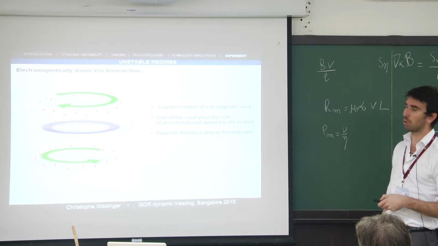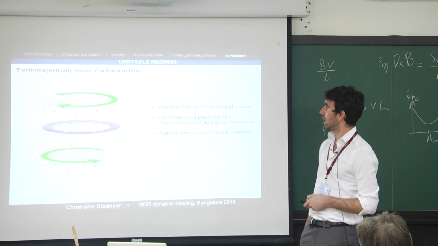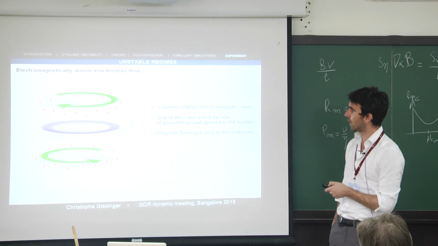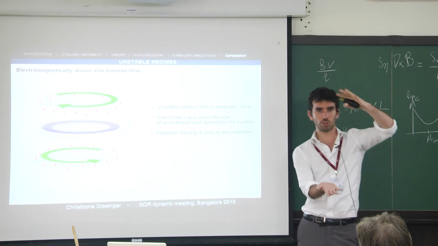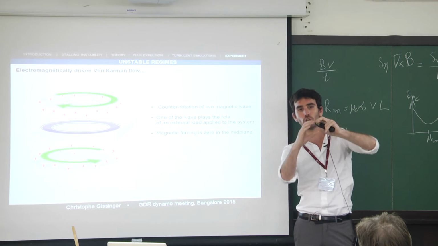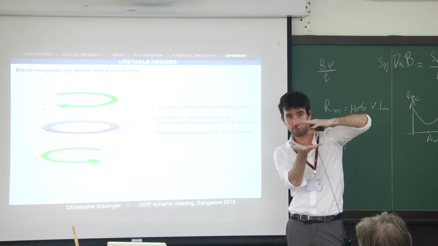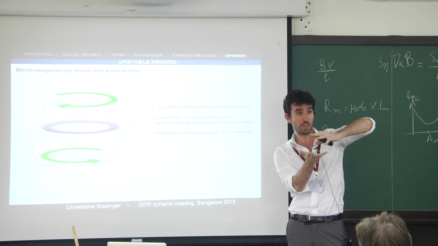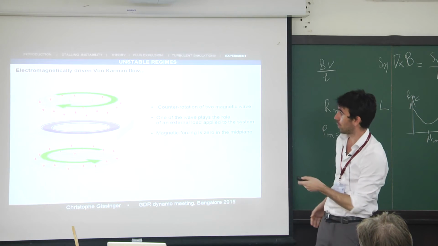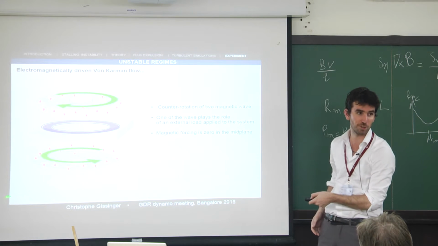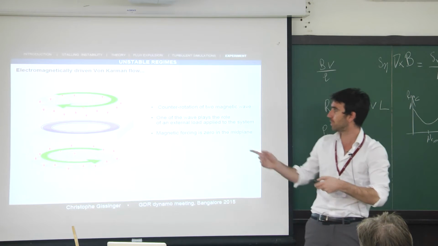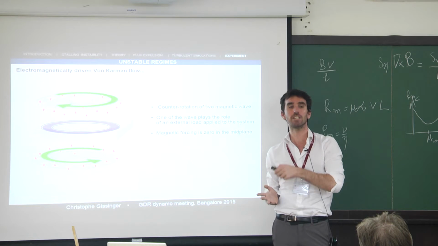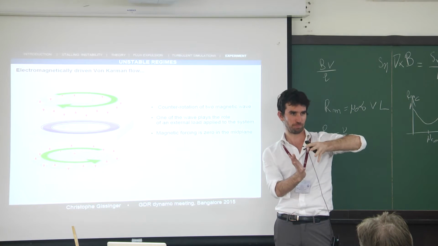So we were looking for some unstable regimes. One way to see that is to add another disk on the top of the experiment. Now the liquid metal is sandwiched between two rotating electromagnetic waves. We are spinning the disks in counter-rotation. So you could regard this problem as an electromagnetically driven von Karman flow.